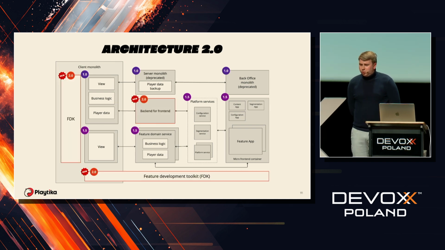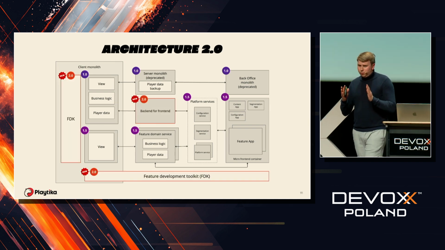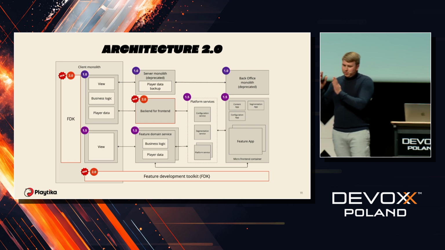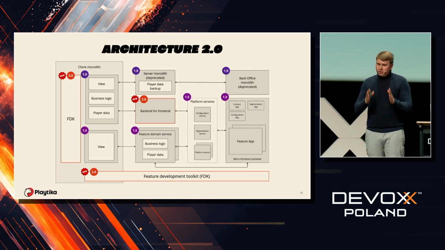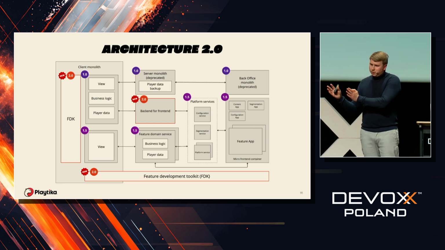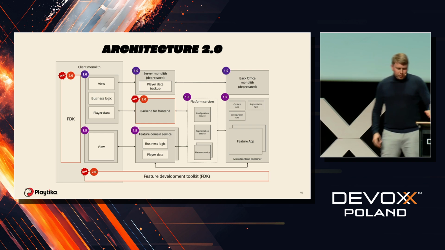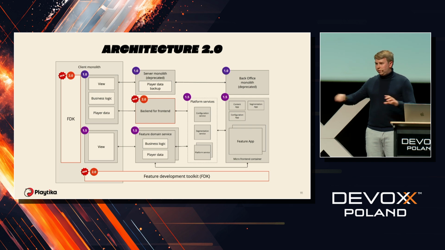And the architecture 2.0 improved the boundaries by adding the backend for frontend. So client no longer connects to platform services directly. Client connects to monolith, backend for frontend, and the feature domain services. Plus, we introduced this feature development kit, a lot of small reusable components.